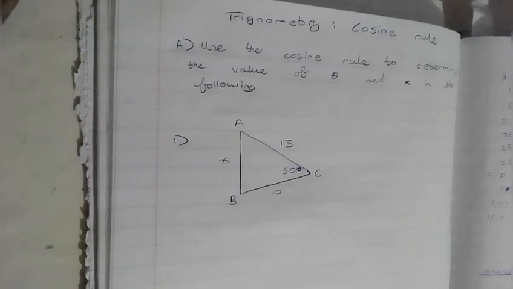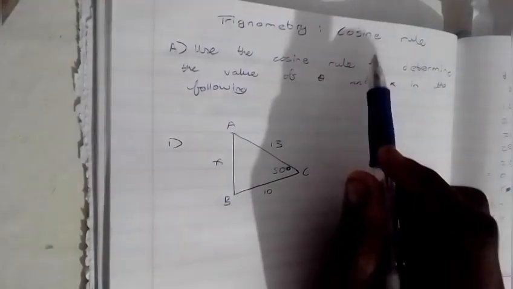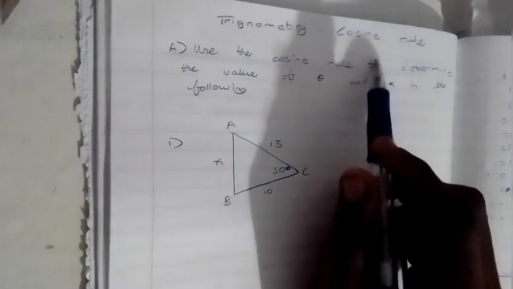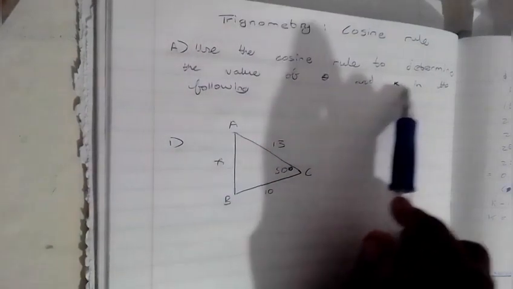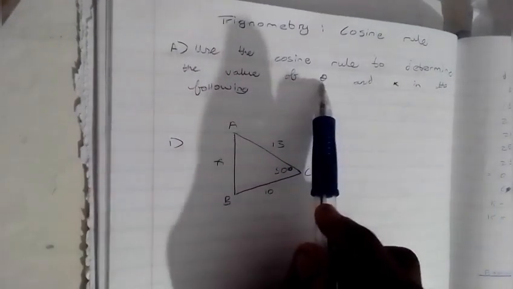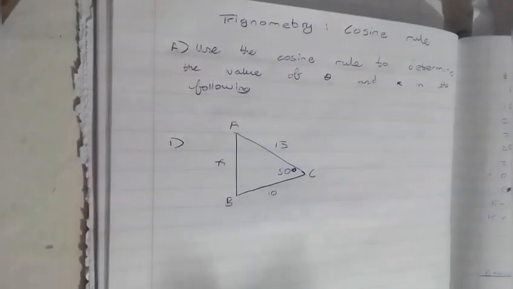So we are going to do trigonometry, the cosine rule. It says here in A, use the cosine rule to find the value of theta and x in the following. Our first question is a triangle ABC. We need to look for this value here, so we are going to use the cosine formula to find this value.